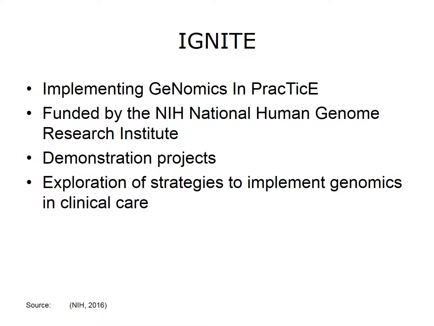Another research network is the IGNITE Consortium. IGNITE stands for Implementing Genomics in Practice, an acronym that is a bit of a reach but does sound better than IGNIP or IGIP. The aim of the consortium, which involves 6 academic institutions, some of which are also eMERGE or PGRN sites, is to conduct demonstration projects and study strategies for effective implementation and sustainability.